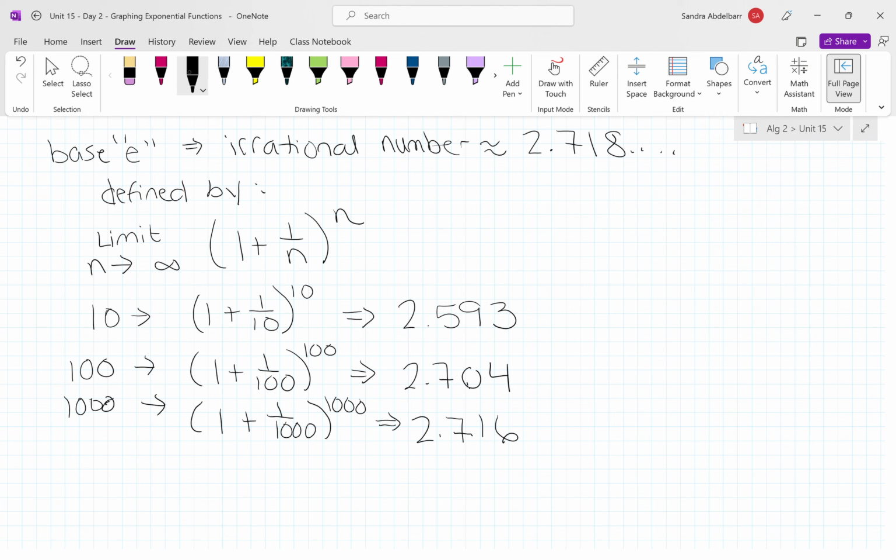So now let's do 100,000. So you're 1 plus 1 over 100,000 raised to the 100,000th power. Are we 2.718? No? Yes? No? Maybe?